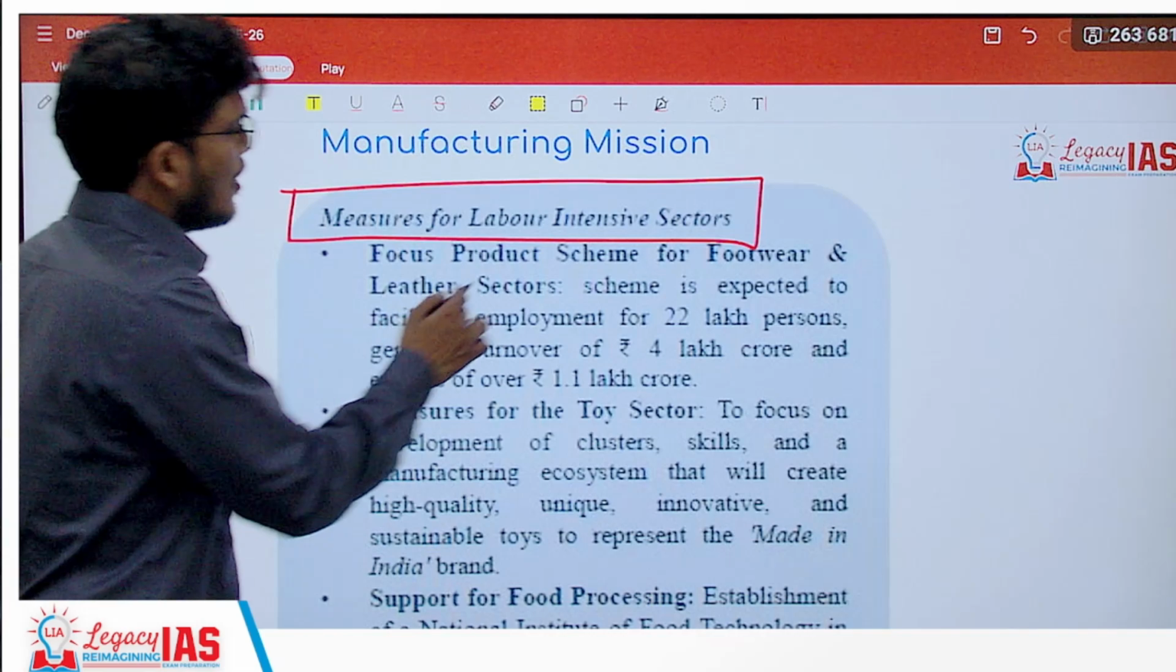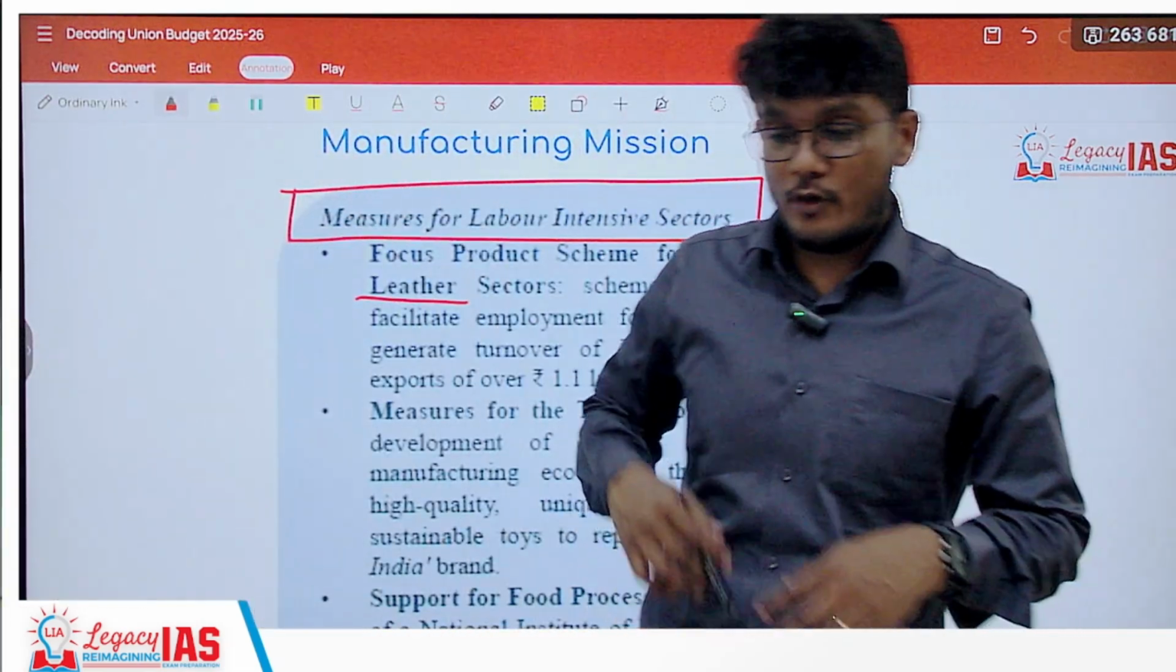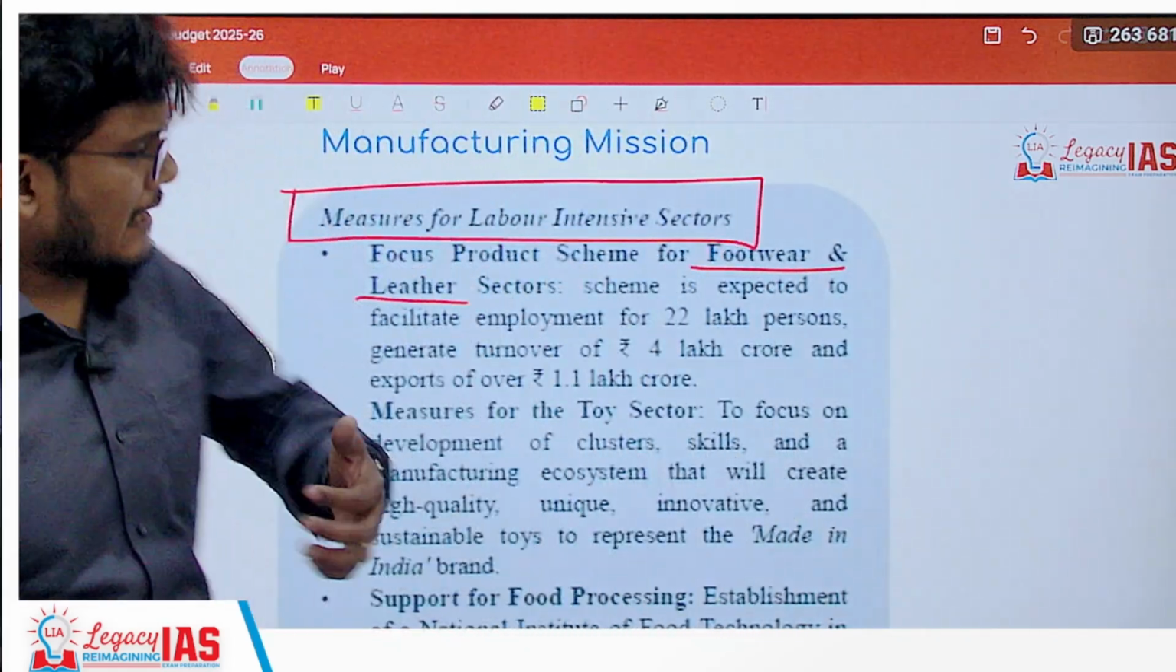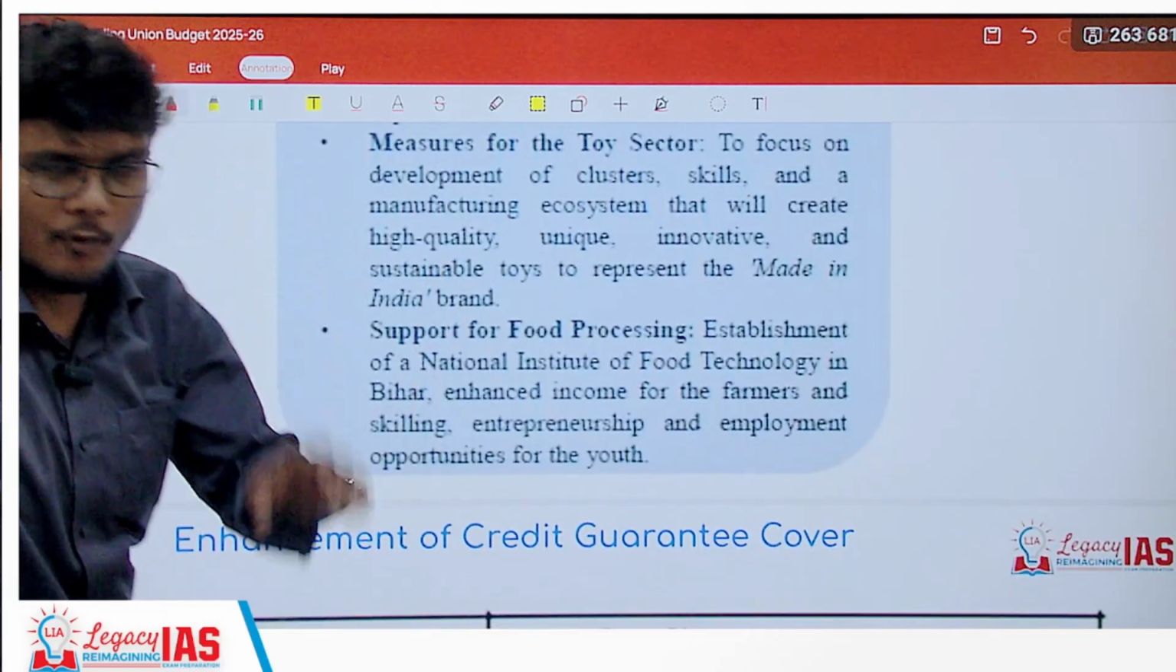So the very first is the focus product scheme for footwear and leather. Very labor intensive. You require a huge amount of labor in the leather industry to do a lot of work, manually or with the help of machines.